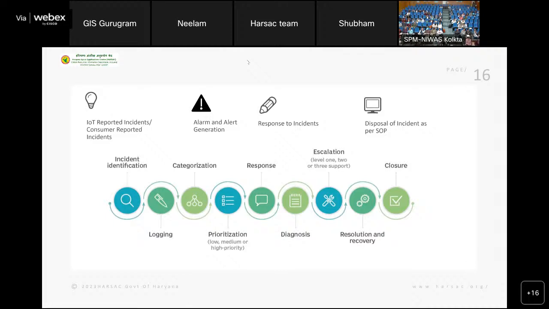An initial response would be sent to the concerned party that has raised the incident, after the diagnosis has happened. In case the diagnosis requires level 2 or level 3 support, it is escalated to level 2 or level 3. Once it is resolved, the closure of the incident happens, and the whole incident workflow, the different stages of the incident, can be viewed by the concerned stakeholder who has raised the incident.